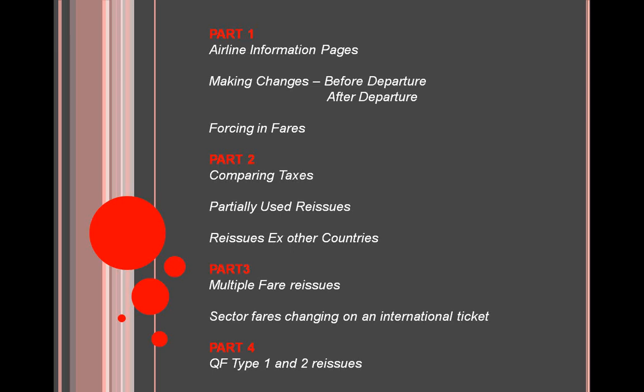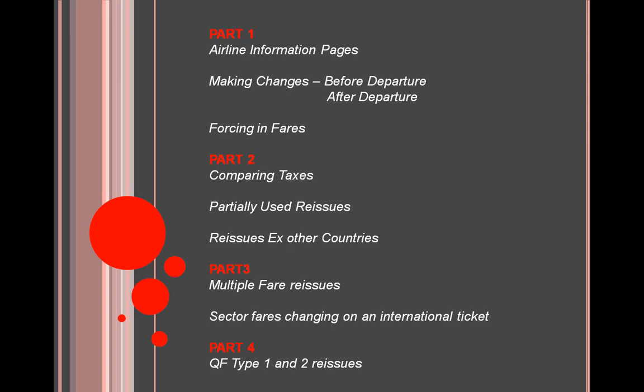Part 2 will be comparing taxes, partially used reissues, and reissues ex other countries. Part 3, we have for you multiple fare reissues and sector fares changing on an international ticket. And finally, Part 4 will be specific to Qantas Type 1 and Type 2 reissues.